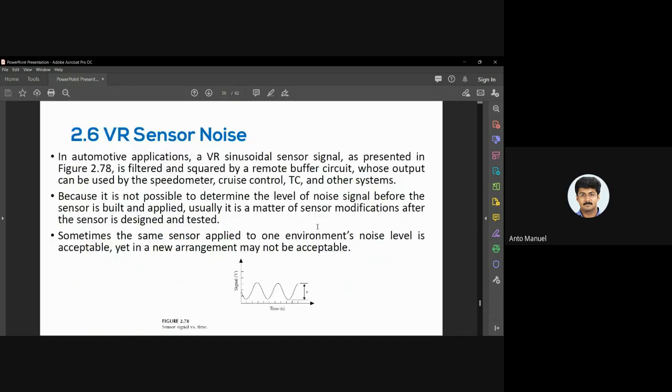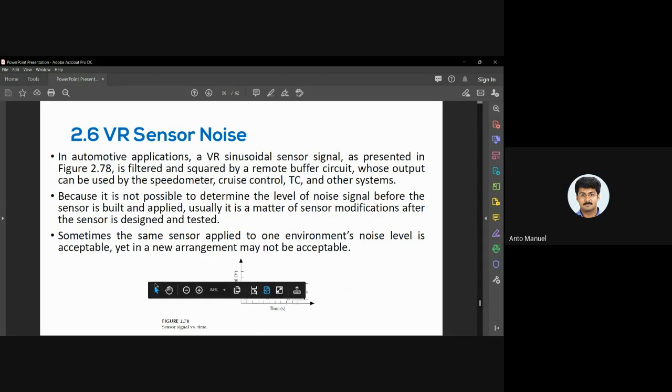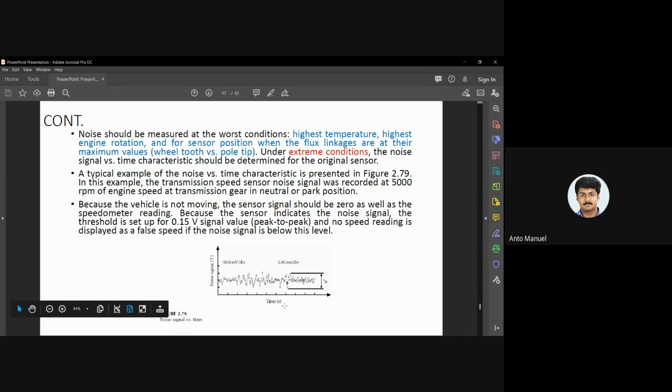Okay, moving to the next slide, VR sensor noise. What is noise then? What considerations are required for a perfect design that avoids this kind of noise? This diagram gives you a normal output that is not influenced by noise. This is the kind of signal we are expecting, but unfortunately we are getting this kind of signal at the output. This is not possible if you're going for a perfect design.